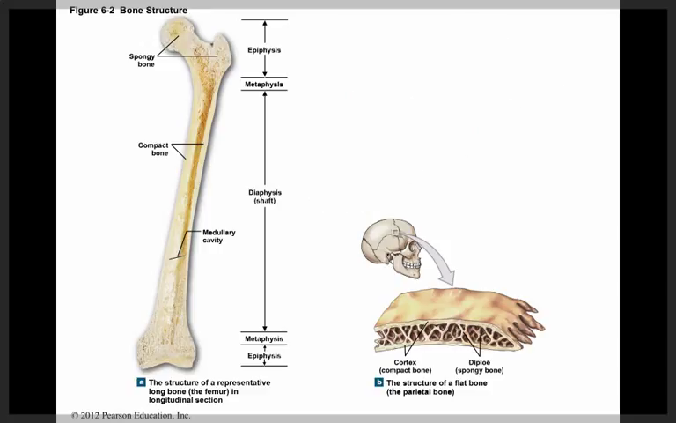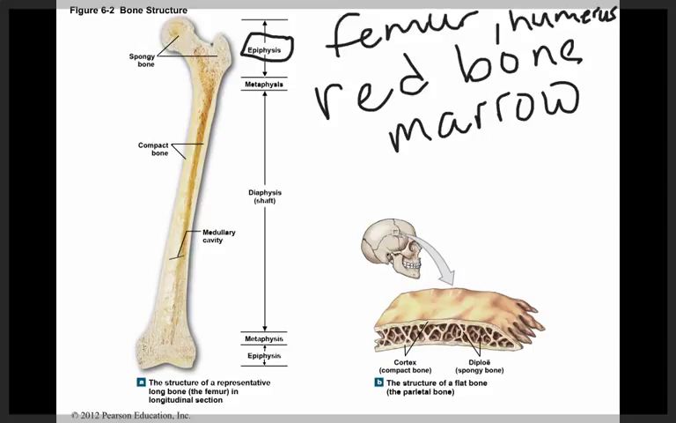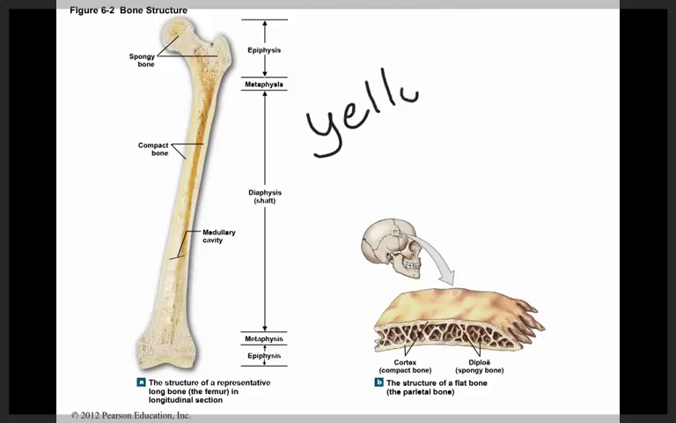Spongy bone within the epiphyses of long bones, such as the femur, and the interior of other large bones, such as the sternum and ilium, is what's called the red bone marrow. So again, this is found in the epiphyses of long bones like the femur and the humerus, as well as in larger flat bones such as the sternum, which is the breastbone, and the ilium, which is in the pelvis.